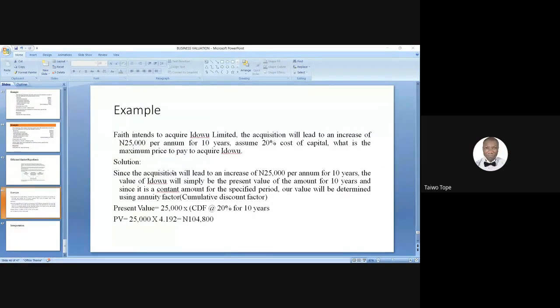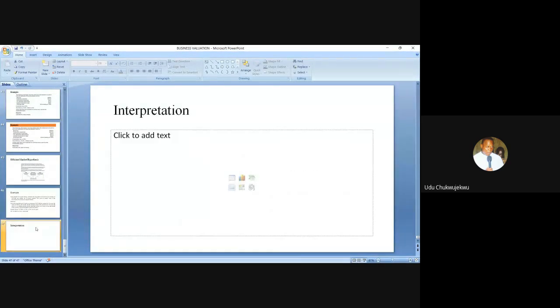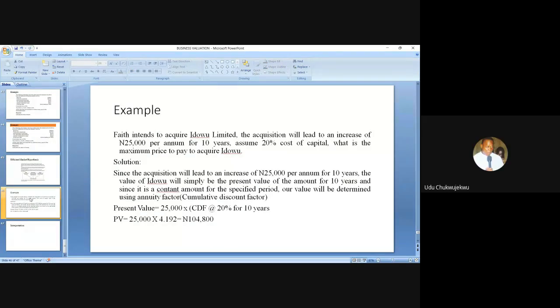That comes to that 104,800 accumulated money that Faith will get from acquiring that of Idowu. The 104,800, is it not the accumulated 25,000 per annum for 10 years? Is it not the accumulated figure or amount? Yes, that is it.